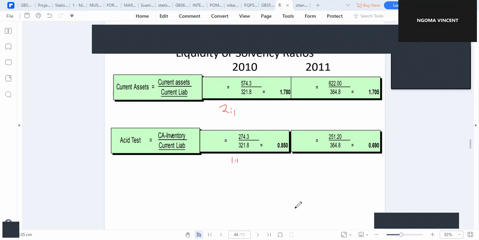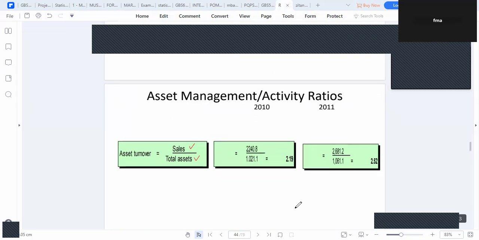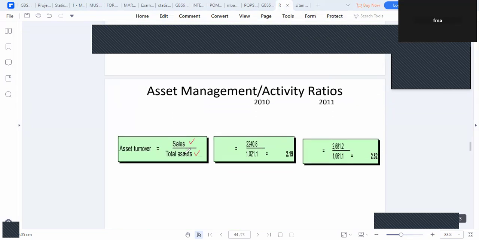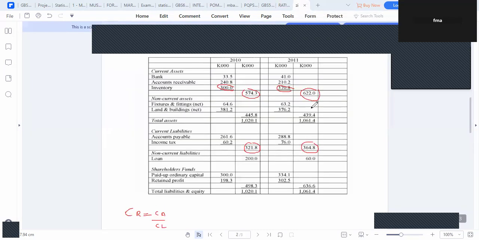Very clear. All right. Then when we go to asset management, it's sales over total assets. So where do we find the sales and where do we find the total assets? So the sales are in the what? Income statement. So the total assets here we have current assets plus fixed assets. This is 1020. Then this is 1061.